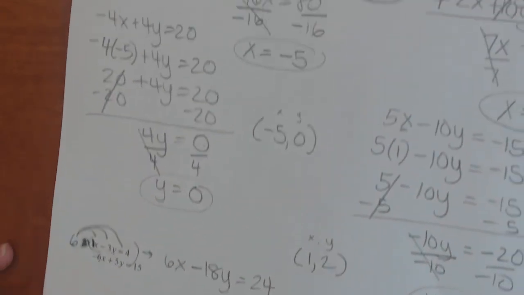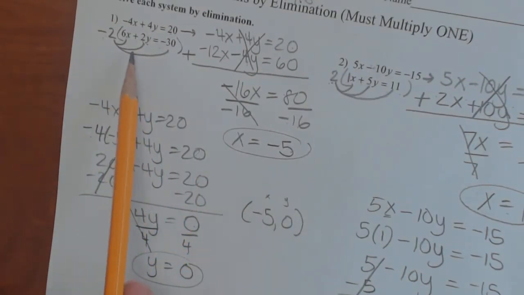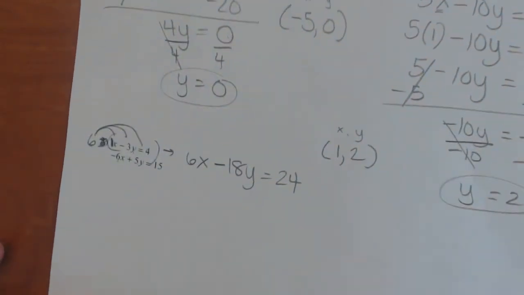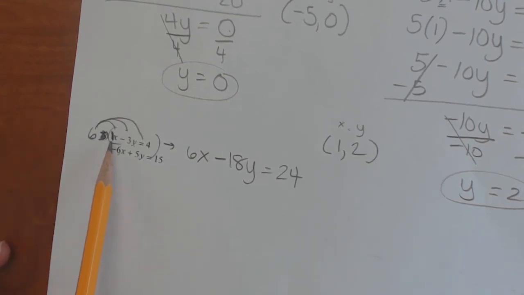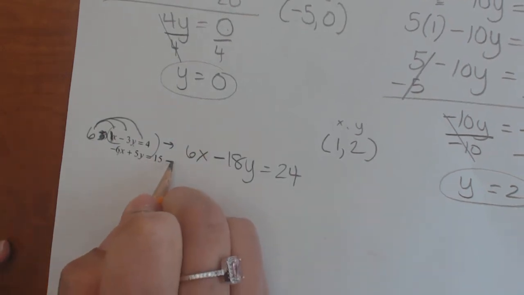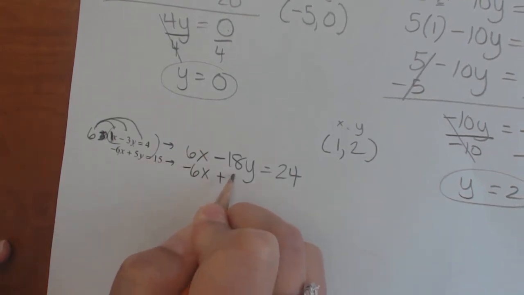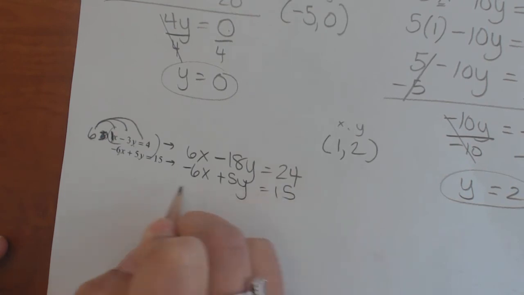So these other two, I actually had to multiply the bottom equation. This one, I multiply the top. So it really depends on what number or what term you want to cross out. And so this one, I want to cross out the x's. So I had to multiply this by 6. This bottom one stays. Negative 6x plus 5y equals 15.